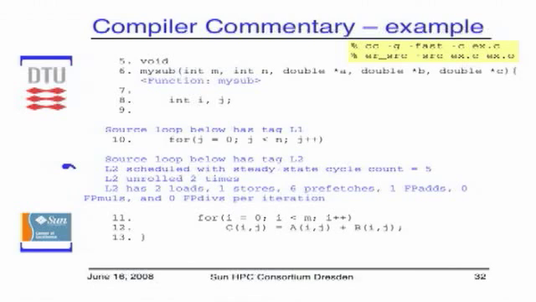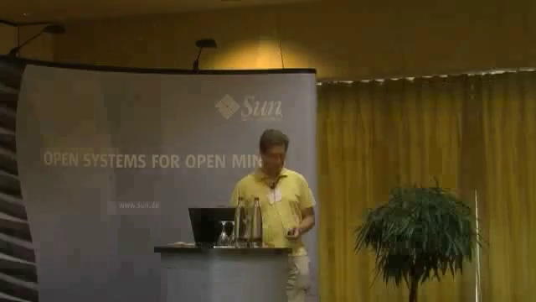Yeah. So it tags all your loops. All your loops get a special tag. So the first loop is L1, the second loop is L2. Then it says it has unrolled this loop 2 times. And it has 2 loads and 1 store, and the number of prefetches. It does 1 floating point addition. And it also gives you a number here called the steady-state cycle count. And this number you want to minimize to get the best performance.